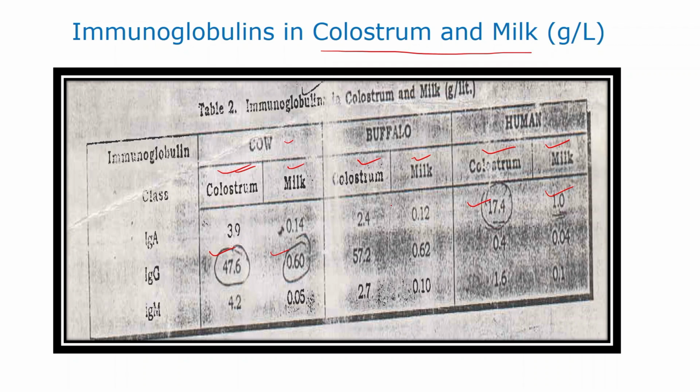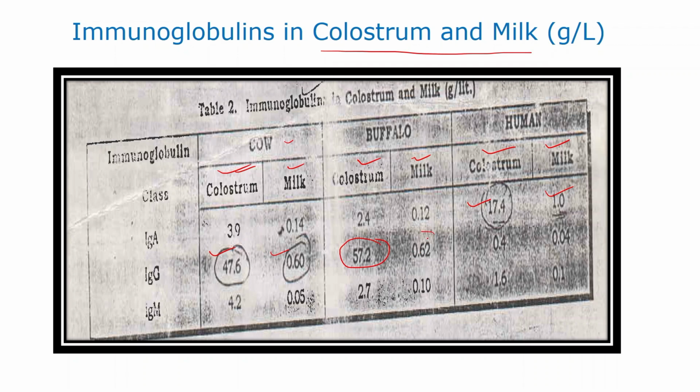So the slide shows the concentration of the immunoglobulins. Here we can see that among the cow, buffalo and human milk, the maximum concentration of immunoglobulin G, that is IgG, is in the buffalo milk. So here it is higher, 57.2, and also in milk.